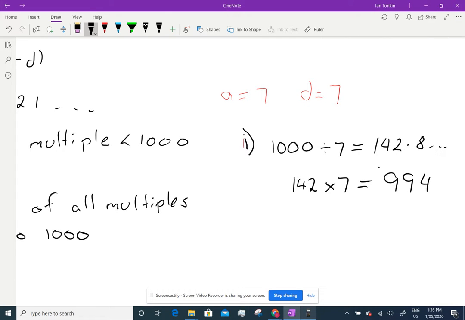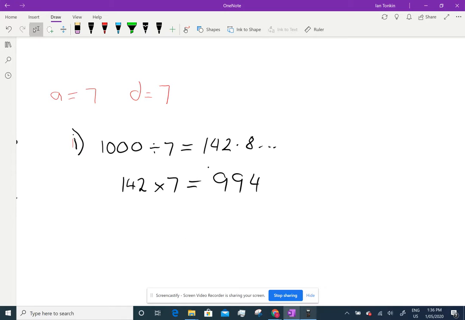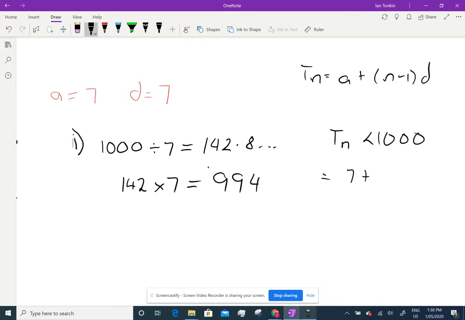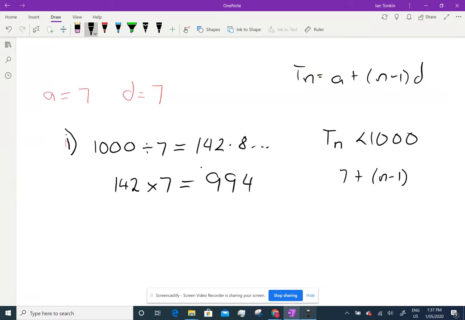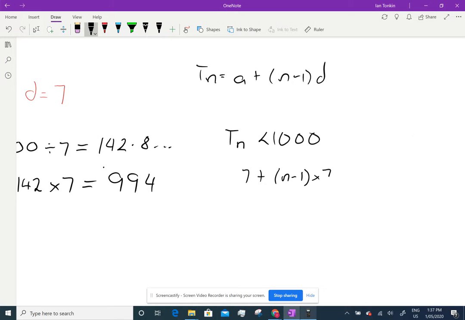That's the largest multiple. If I'm going to do it as a series, though, I want T of n less than 1,000. Watch what happens when I do this. Remember, T of n is A plus n minus 1 times D. So we get 7 plus n minus 1 times 7, because D is 7, and I want that less than 1,000.